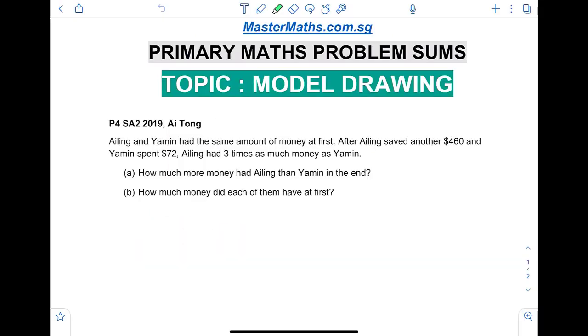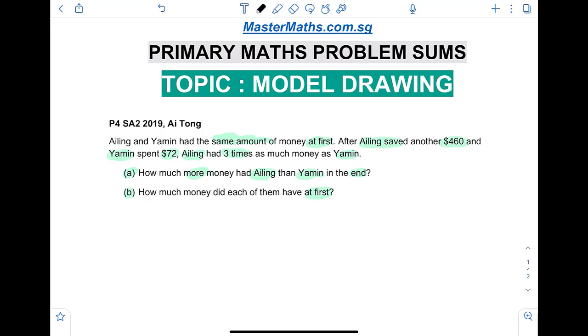Aileen and Yamin had the same amount of money at first. After Aileen saved another $460 and Yamin spent $72, Aileen had 3 times as much money as Yamin. First question, part A, how much more money had Aileen than Yamin in the end? Second question, part B, how much money did each of them have at first?